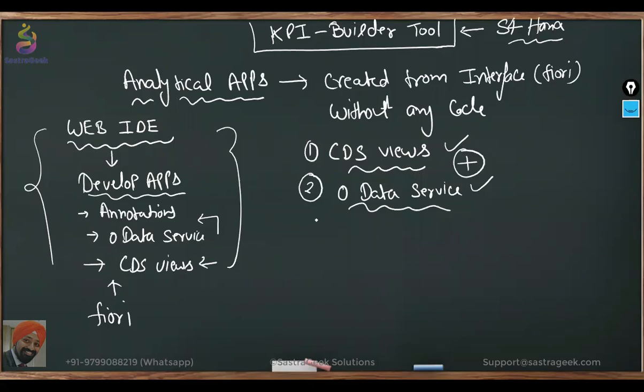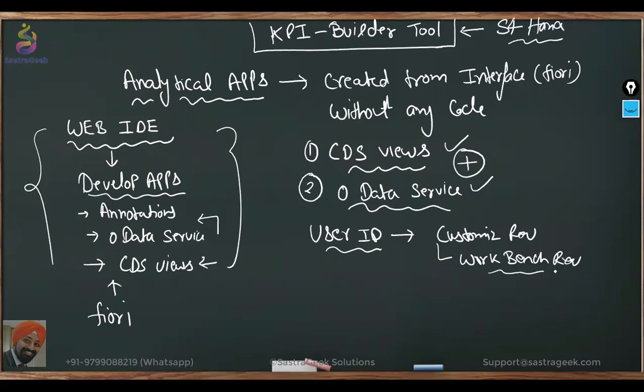Again, to do this, whoever is doing it, your Fiori consultant or technical consultant, his user ID needs to be linked with the customization request, and his user ID also needs to be linked with the workbench. These are workbench related changes, because your code would change at the back end. So a workbench request and a customization request need to be assigned to that user ID. Then only he would be able to work. So that is the KPI builder tool.